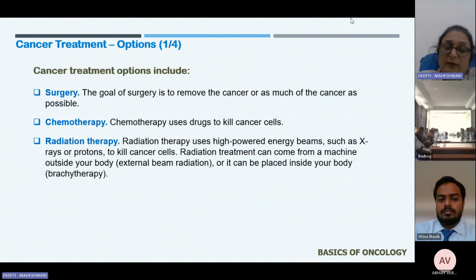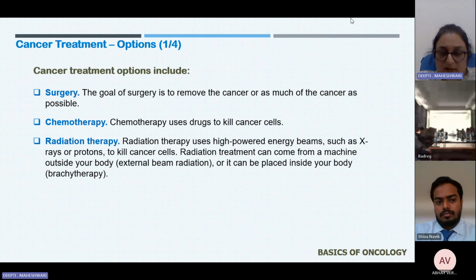Okay, and chemotherapy can be given along with radiations also, plus it can also be given after radiation or even before radiations also. So the combination is decided by the oncologist. Then you have radiation therapy. What happens in radiation therapy? Patients get high powered energy beams like X-rays or proton rays, which are given to the patient at the site where the cancer is there.